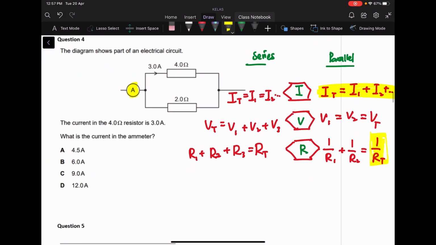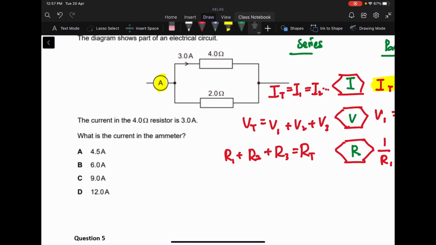Who can answer this question? Yes. B. Okay, how did you do it? Let's see whether B is correct. Okay, tell me. Total of current is equal to 4 ohm plus 2 ohm, which is the first R plus the second R.